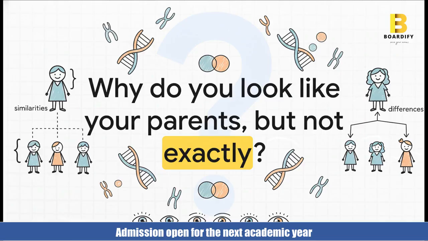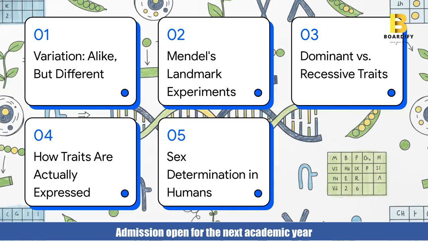All right, here's our game plan for today. First up, variation. What makes us different? Then we'll dive into Mendel's famous experiments. After that, dominant versus recessive traits, how those traits actually show up. And we'll wrap it all up with how sex is determined in humans. Let's get right into it.